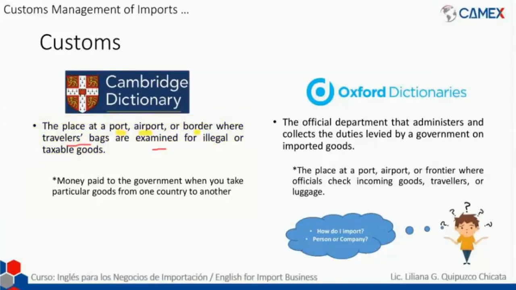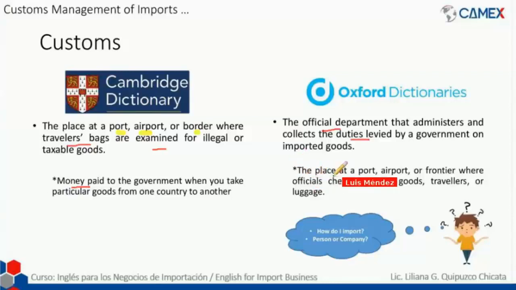Another definition for customs from Cambridge: it is the money paid to the government when you take particular goods from one country to another. So, money paid. Another says it administers and collects the duties levied by a government on imported goods. So we have here duties levied and official department. It is different from what we see in Cambridge Dictionary, but they are all good.